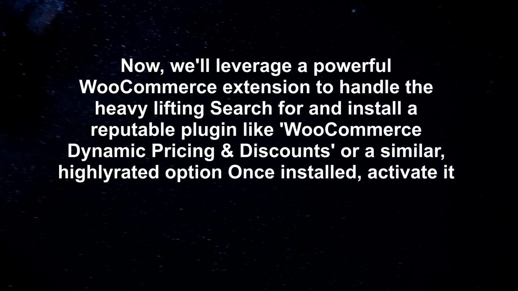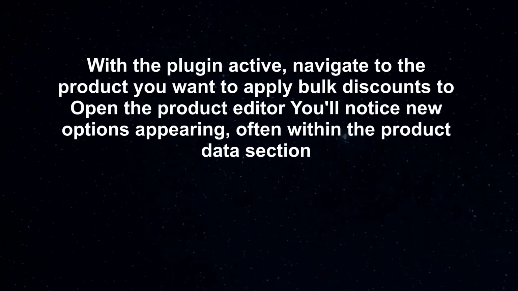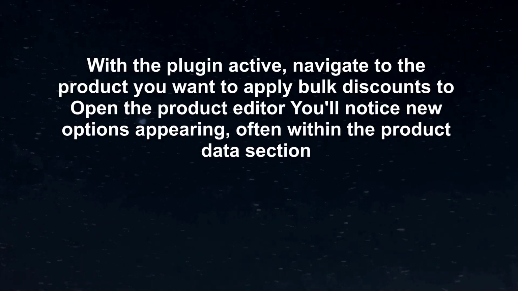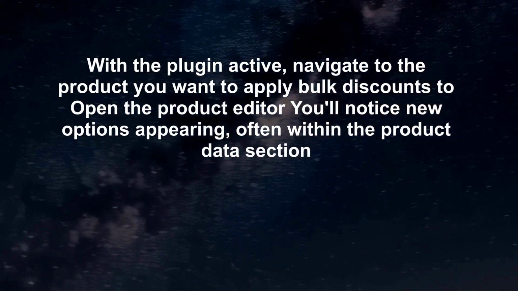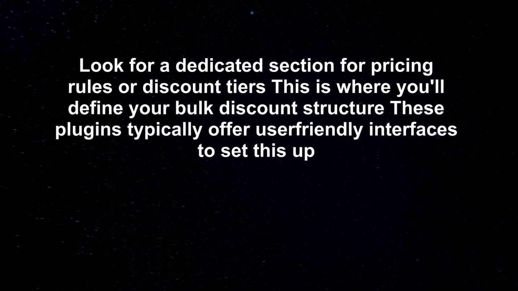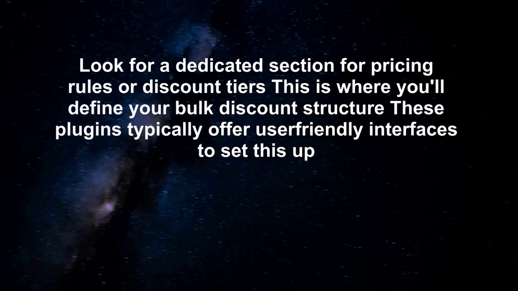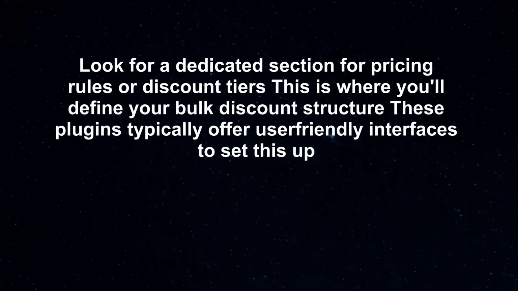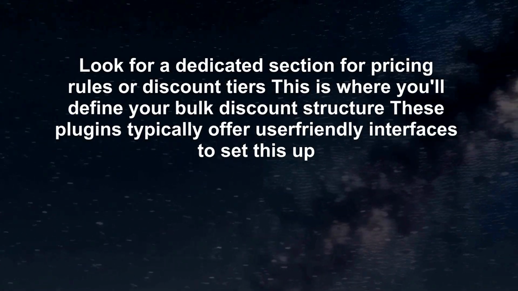Once installed, activate it. With the plugin active, navigate to the product you want to apply bulk discounts to. When you open the product editor, you'll notice new options appearing, often within the product data section. Look for a dedicated section for pricing rules or discount tiers. This is where you'll define your bulk discount structure. These plugins typically offer user-friendly interfaces to set this up.